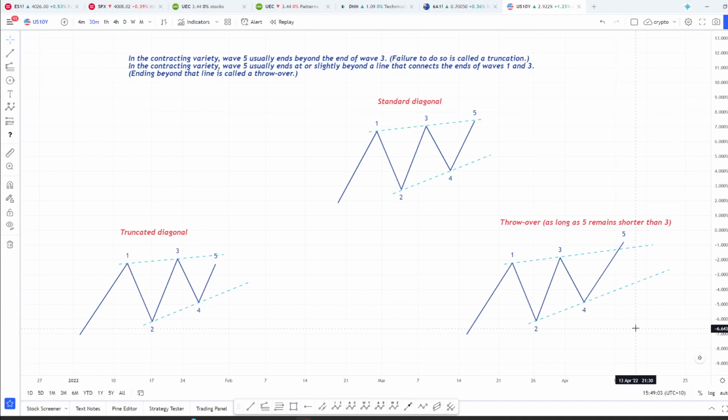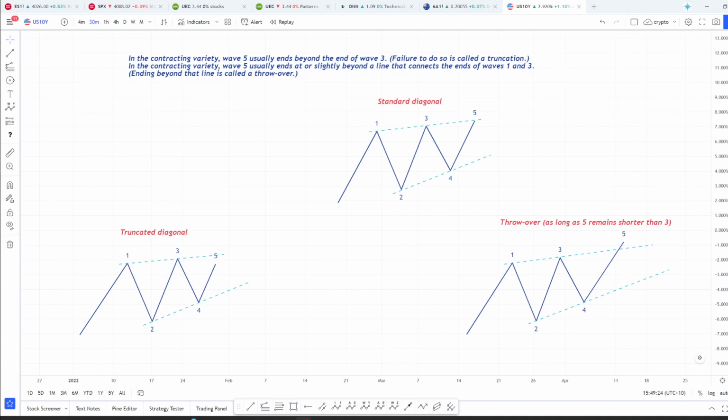So that's the bottom right here, where you can see that wave 5 has gone beyond the end of the trend channel, and that's fine as long as wave 5 remains shorter than wave 3, because obviously we're dealing with a contracting diagonal. And you can see there in the top middle, that's just what a standard diagonal would look like.